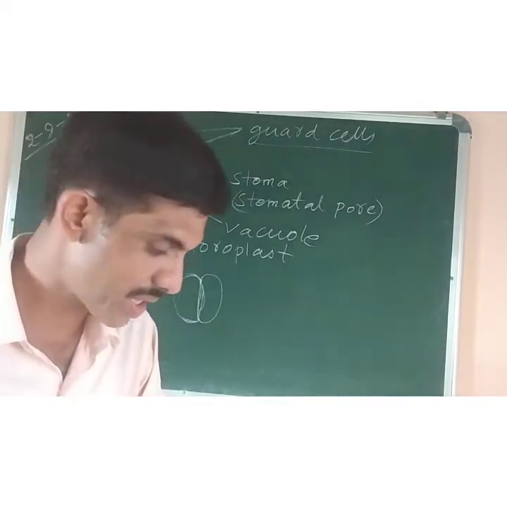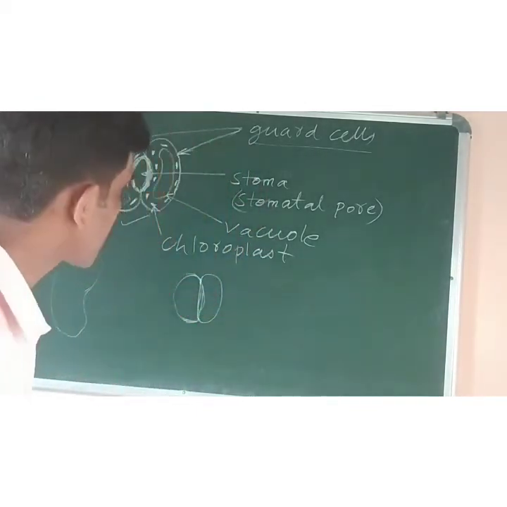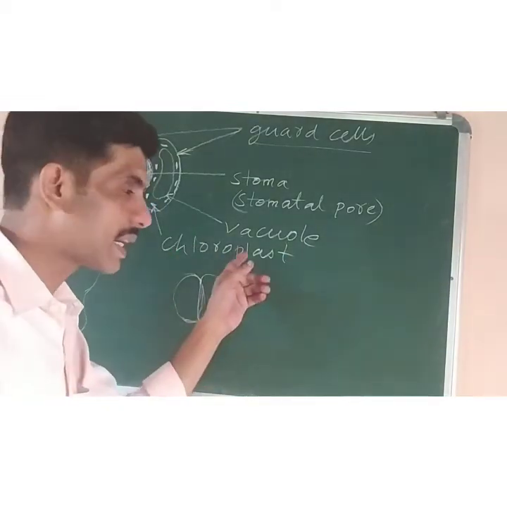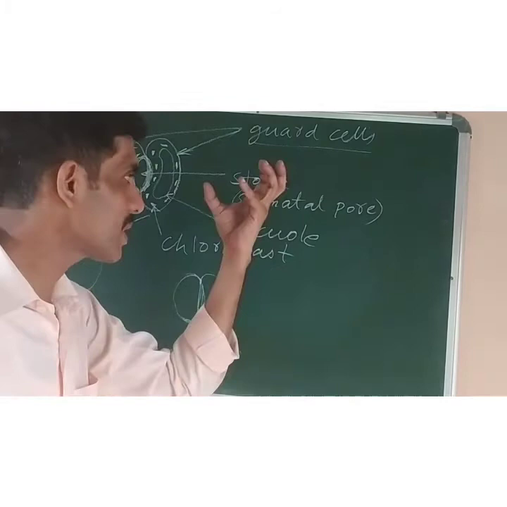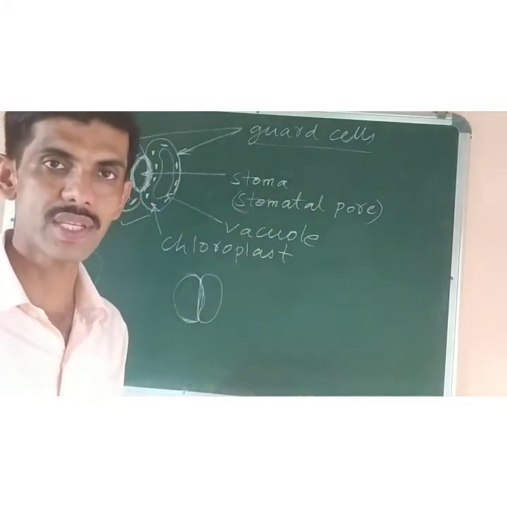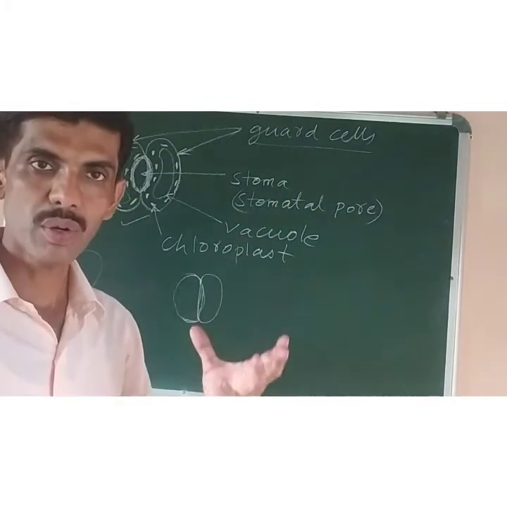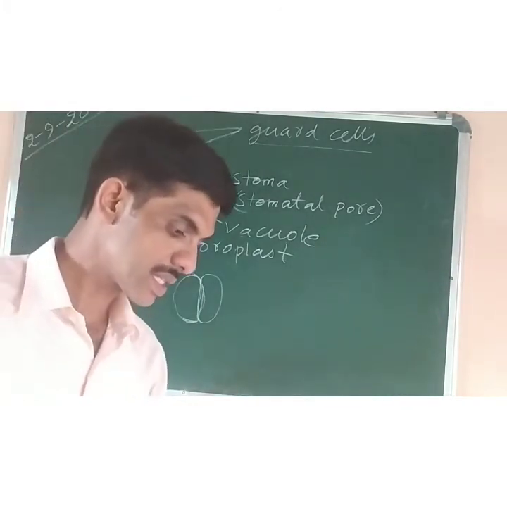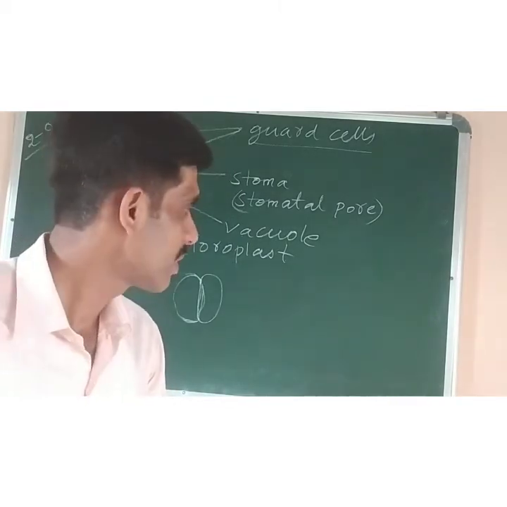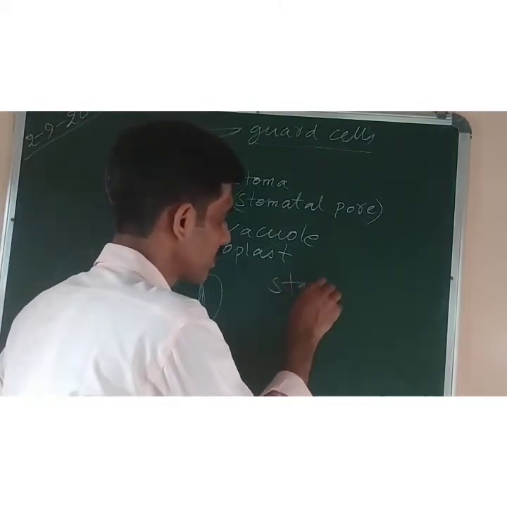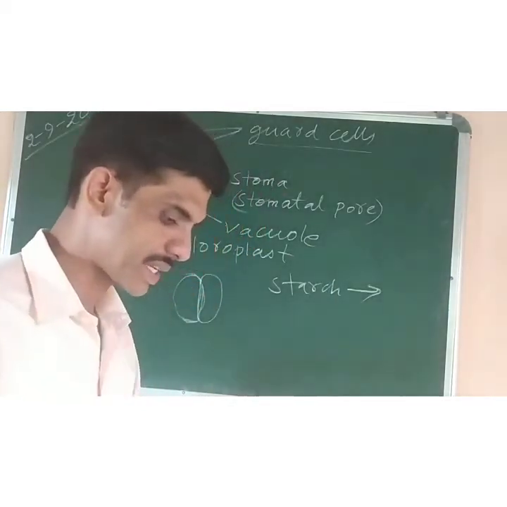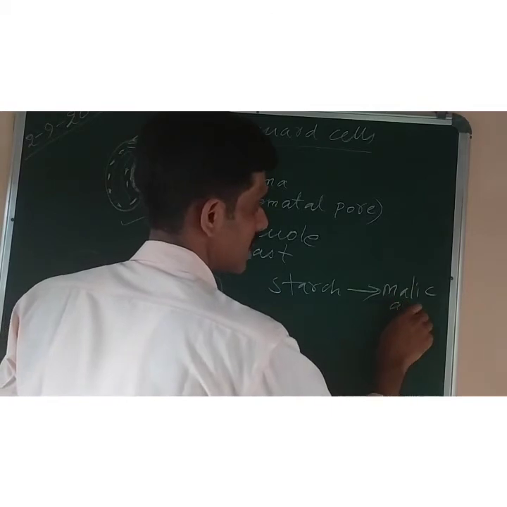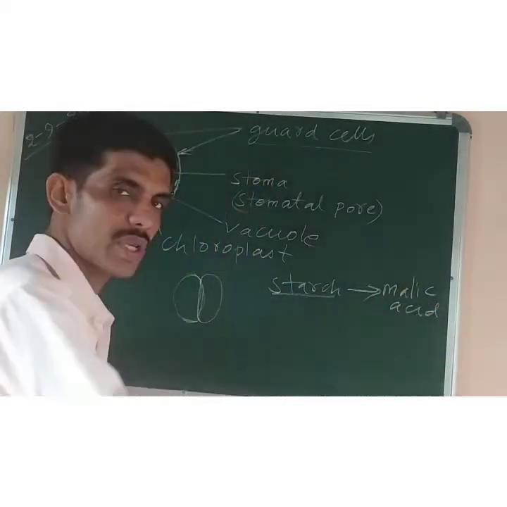Potassium ion exchange theory says that guard cells contain chloroplasts. In the daytime, these chloroplasts trap the sunlight, carry out photosynthesis, and produce glucose. The glucose is converted into starch, and with some reactions the starch is converted into malic acid.